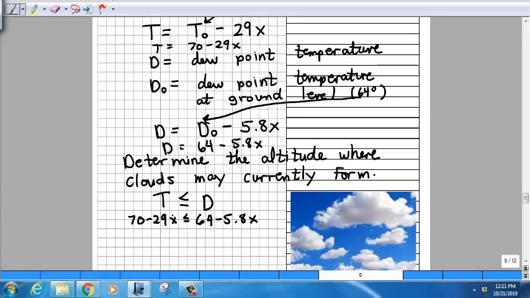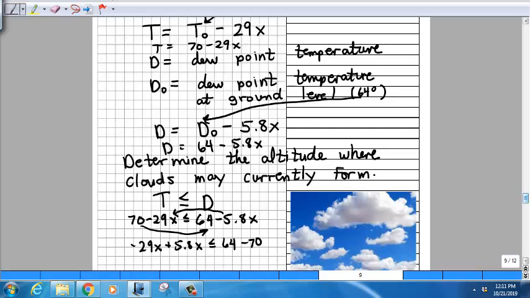Well, now we're pretty good at that, right? So let's see if we can do that. Let me shift terms around. I'm going to move that minus 5.8x back over to the left, and then let's move the 70 back to the right. So I have minus 29x plus 5.8x, because that sign is going to change, right, is less than or equal to, and then 64 minus 70. When I move the 70 back over to the right, that becomes negative.